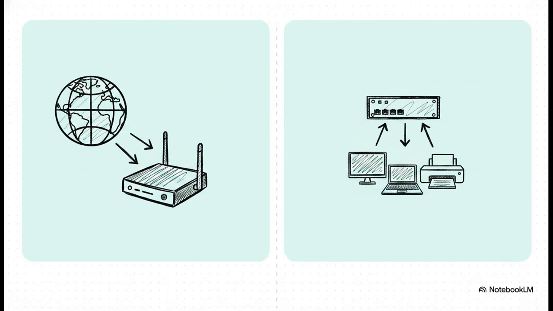Okay, to clear up a super common beginner confusion here, what's the actual difference? Well, a router connects entirely different networks together so you can access the outside internet. A switch, on the other hand, connects local devices to expand a single local network. Put simply, the router handles the outside world using IP addresses, and the switch handles the inside world using MAC addresses.